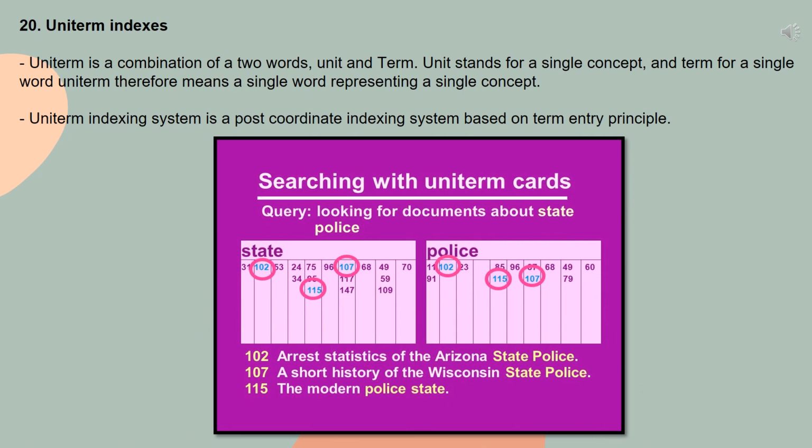Okay, next type is uniterm indexes. Uniterm is a combination of two words, unit and term. Unit stands for a single concept and term for a single word. Uniterm, therefore, means a single word representing a single concept. Uniterm indexing system is a post-coordinate indexing system based on term entry principle.